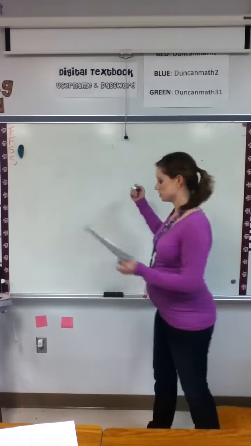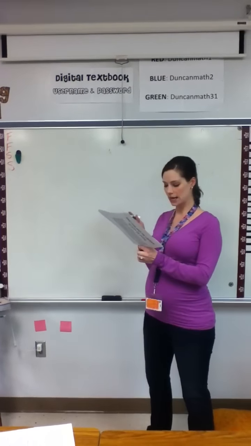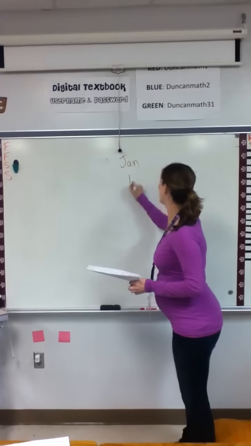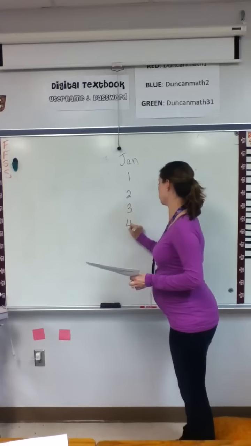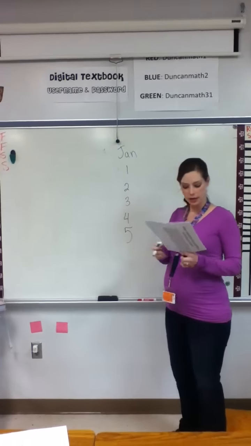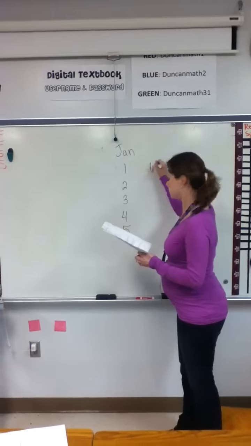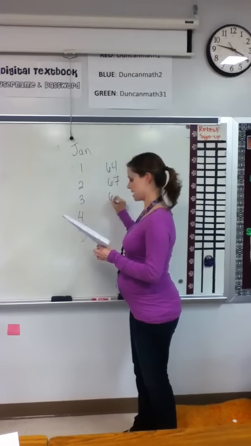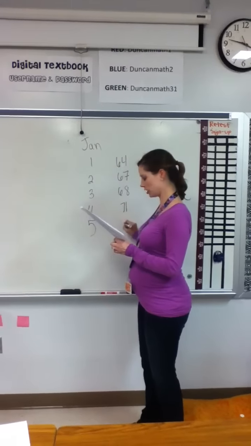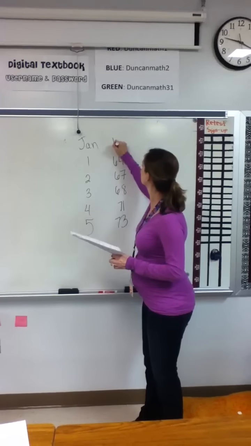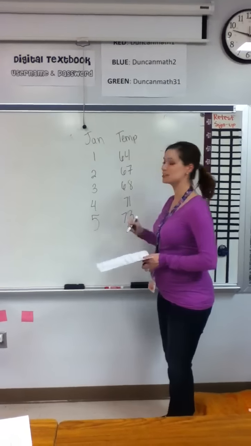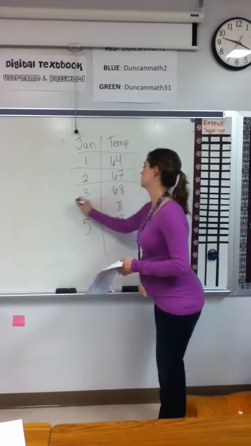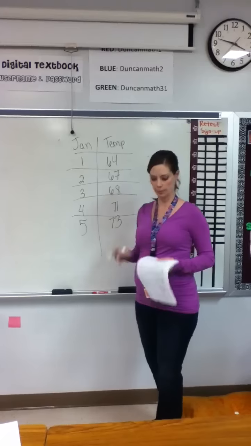Make a list. So we have January 1st, January 2nd, 3rd, 4th, and 5th. So I'm just going to say January 1, 2, 3, 4, and 5. I just made a list. Then I put the temperatures, 64 degrees, 67 degrees, 68 degrees, 71 degrees, and 73 degrees. And that's my temp. Doesn't look like a table yet, but then all you do is draw your lines in, and it's a quick little table.